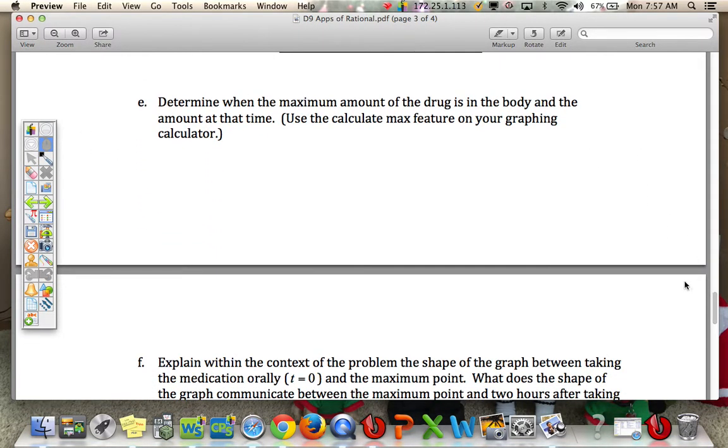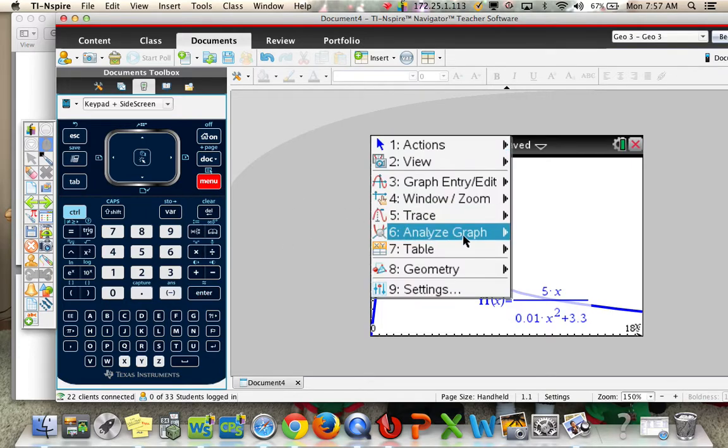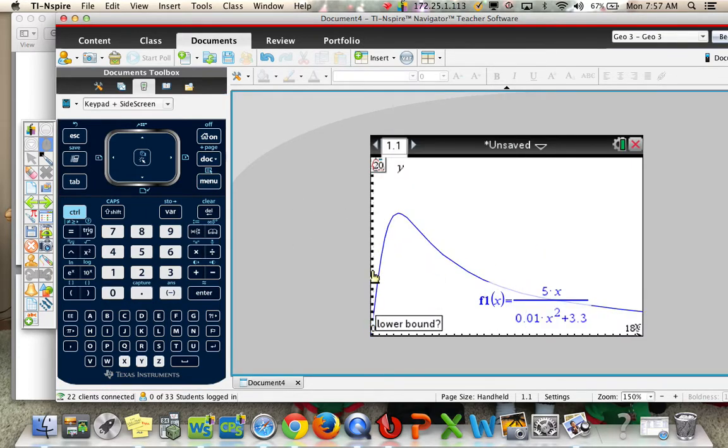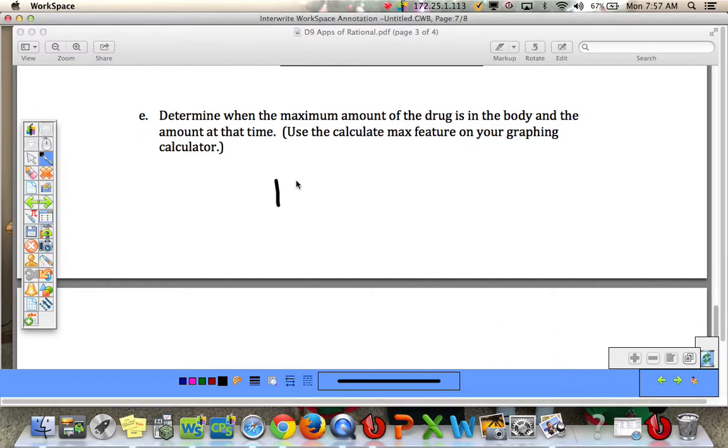Determine what the maximum amount of drug is in the body and the amount of the time. You can use the calculate max feature, so we know it's somewhere around here. So if we go to menu and analyze our graph, let's find the maximum. Define your bounds here. So the maximum is 18.2, 13.8. So let's write that down and talk about what that means. 18.2, 13.8. So there's the max.